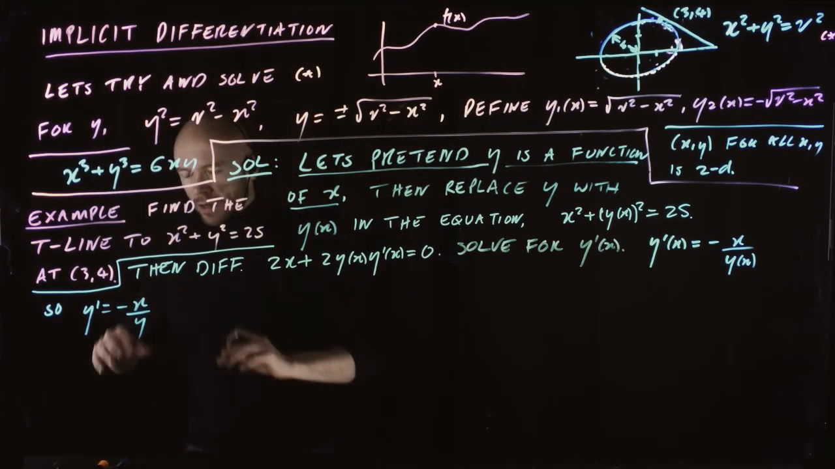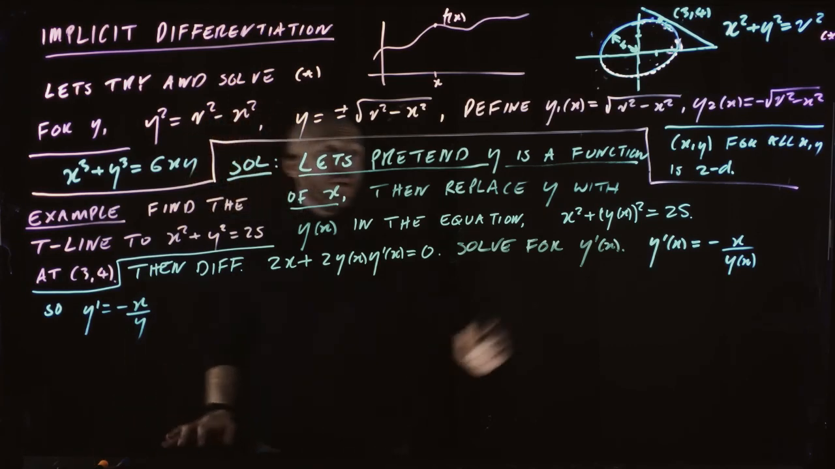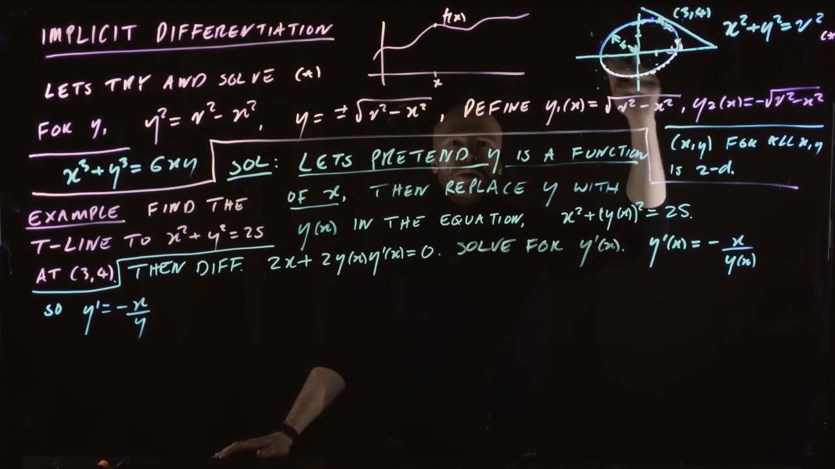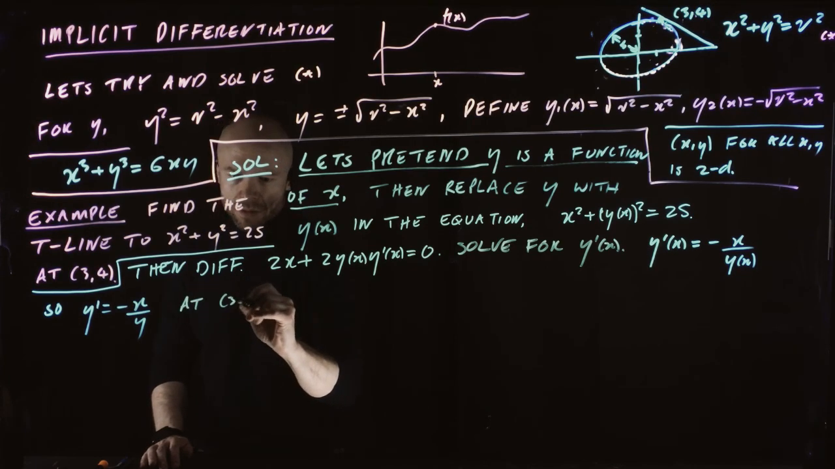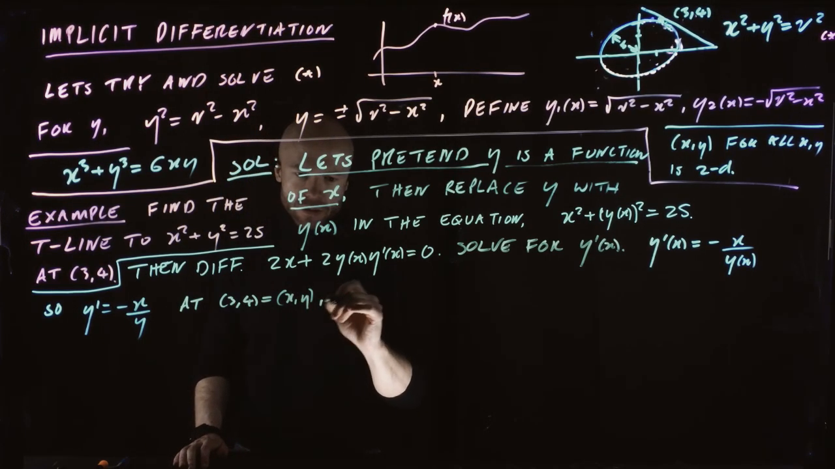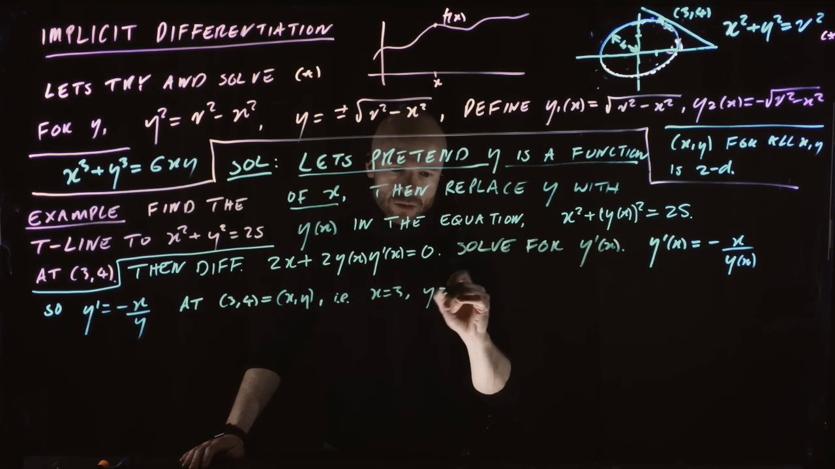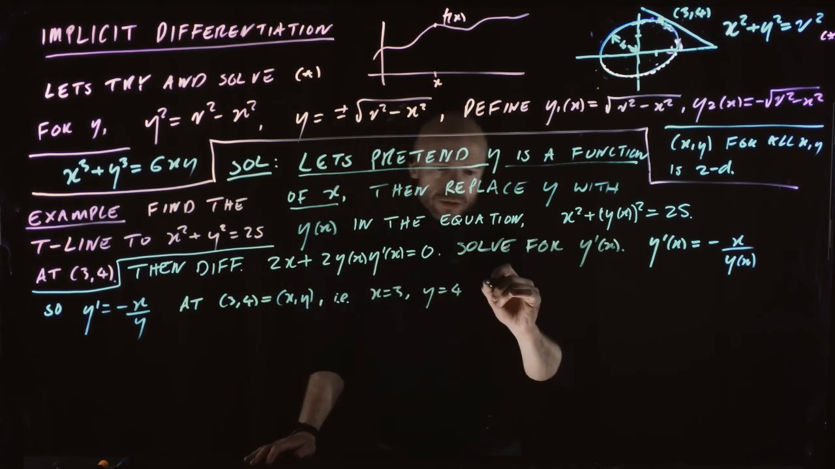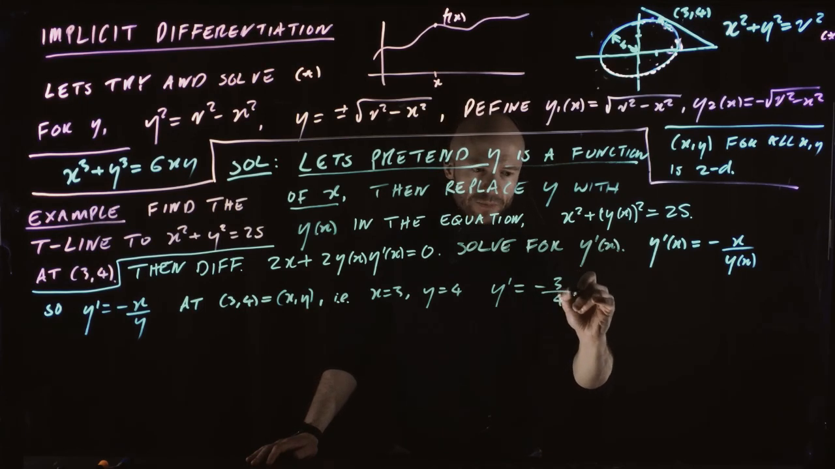All right, so we are here. That should be a key step, because we're looking to find the tangent line. The key point is the slope. We have the point here, 3, 4. So at (3, 4), i.e. x equals 3, y equals 4, we can just plug in the values. We're going to have that y prime is equal to minus 3 over 4.